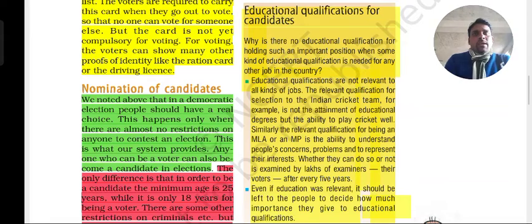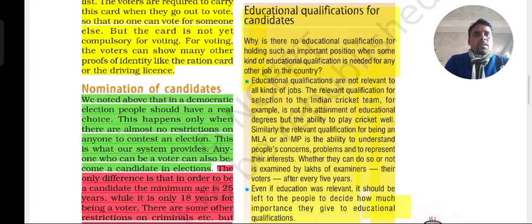We noted above that in a democratic election, people should have a real choice. So already we know that in a democratic country, in a democratic election, the people should choose their own candidate. Okay, that is what we started at the beginning of this topic. And this happens only when there is almost no restriction on anyone to contest an election. So this happens when the people are given the right without any restriction, then this type of contest takes place. Okay, a totally free democratic election takes place over there.